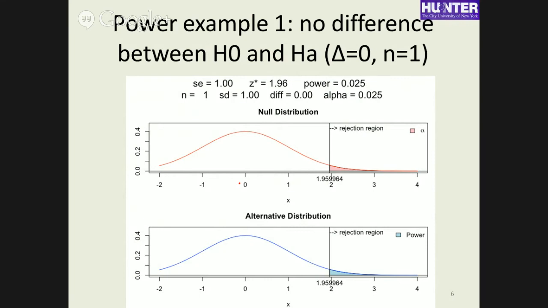So looking at the null distribution, the null is true. Well, the interpretation is that the null is true, because what power is, is the probability of rejecting the null when it's the alternative that's true.